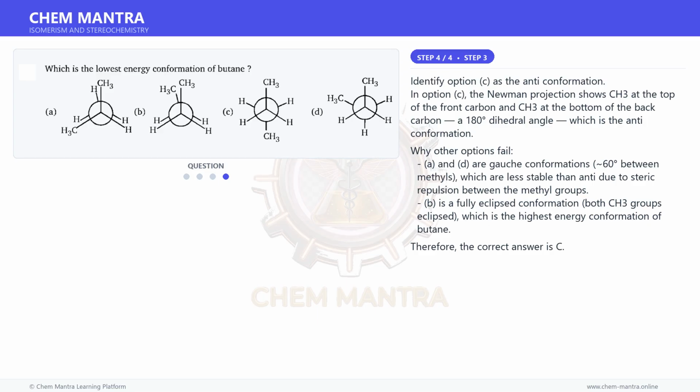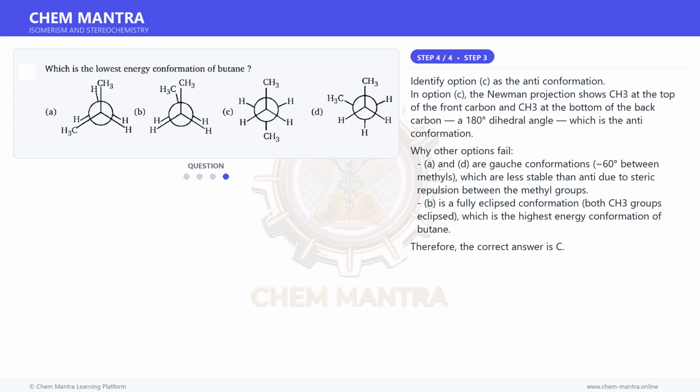And for the final step, identify option C as the anti-conformation. In option C, the Newman projection shows CH3 at the top of the front carbon and CH3 at the bottom of the back carbon, a 180 degrees dihedral angle, which is the anti-conformation.